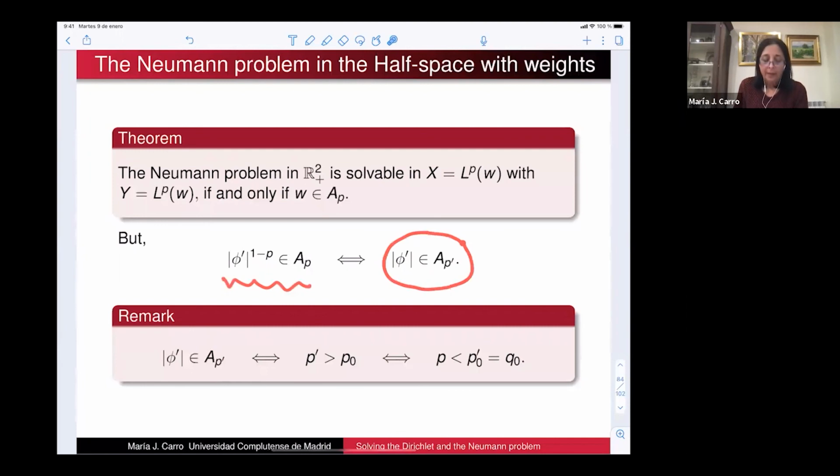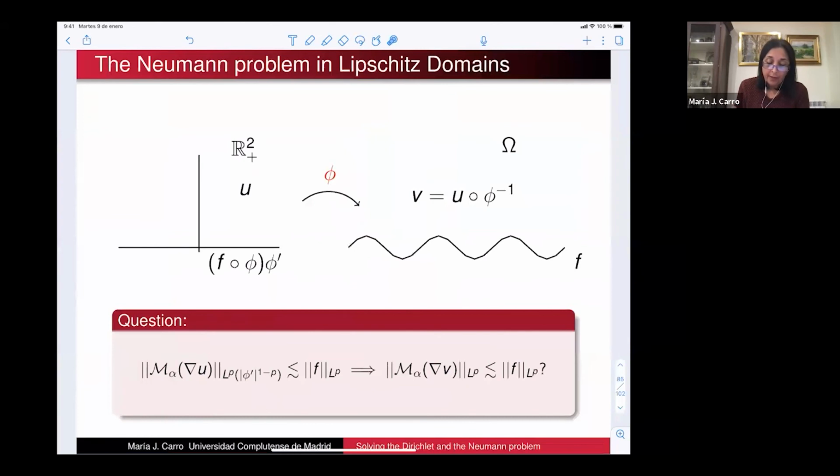Okay. So the conclusion is that phi prime is in A_p prime if and only if p prime is bigger than that p0 that we defined before, and therefore p has to be less than p prime, which is the q0 that appears in the theorem. So the q0 that appears in the theorem is nothing but the conjugate of p0. Okay, so we have solved the problem here.